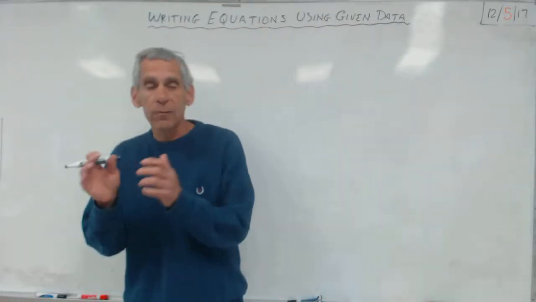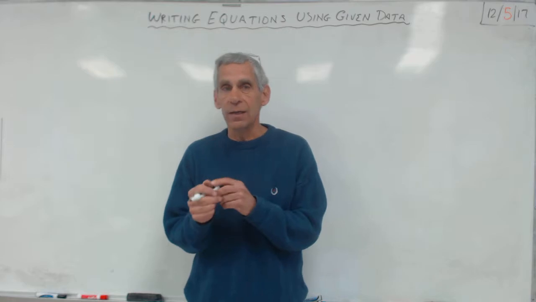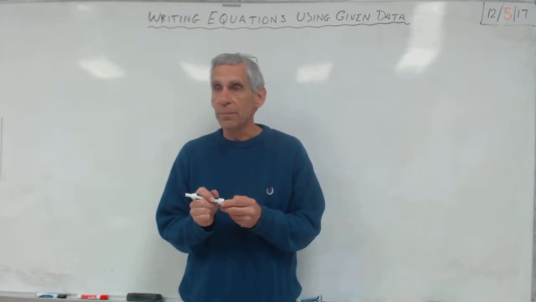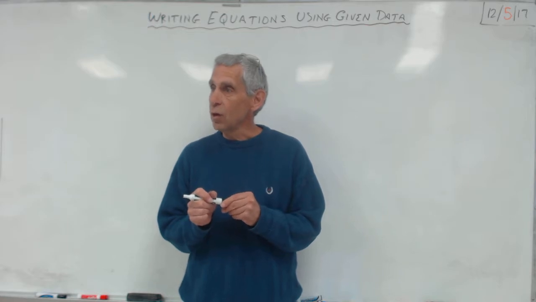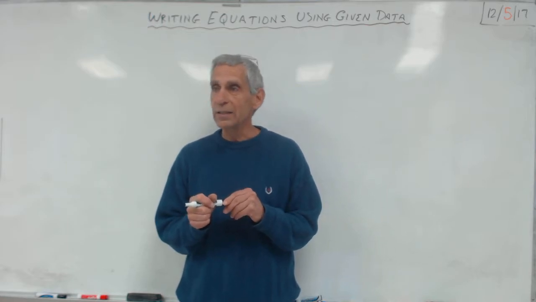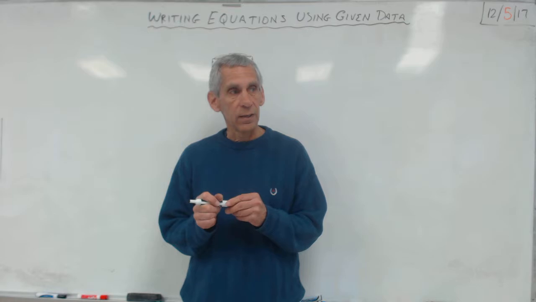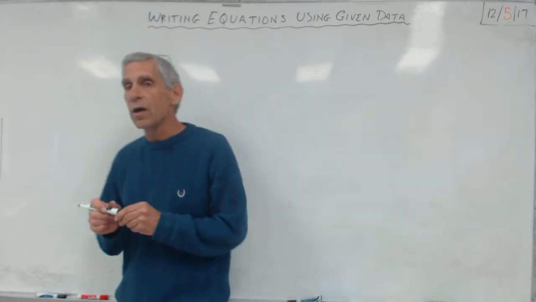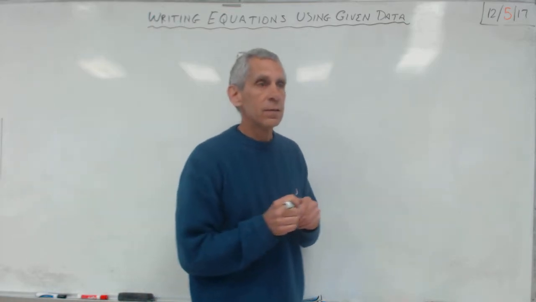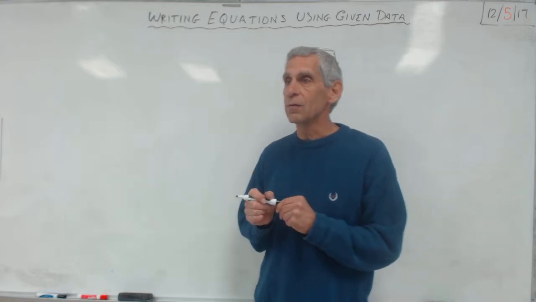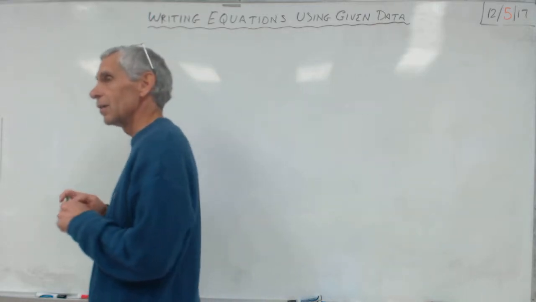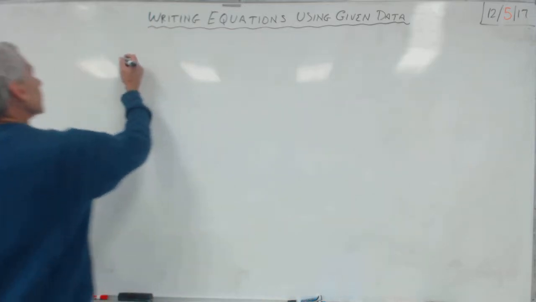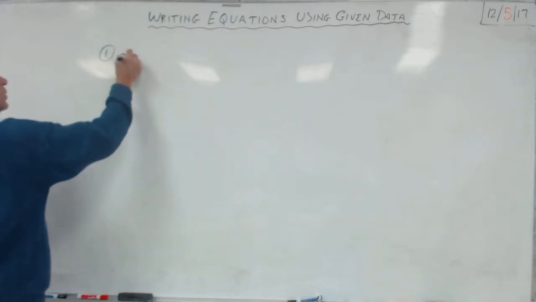Okay, writing. We're going to talk about writing equations using given data. This is where it really is helpful to know what things are called, what equations are called. So, for example, what are the 3 ways of writing straight-line equations? I've talked about them. Okay, Jan, give me one. Slope intercept.